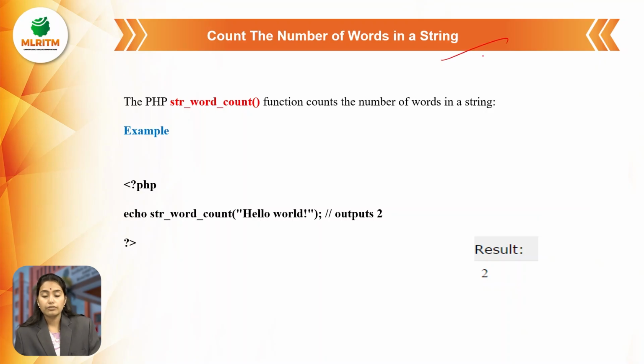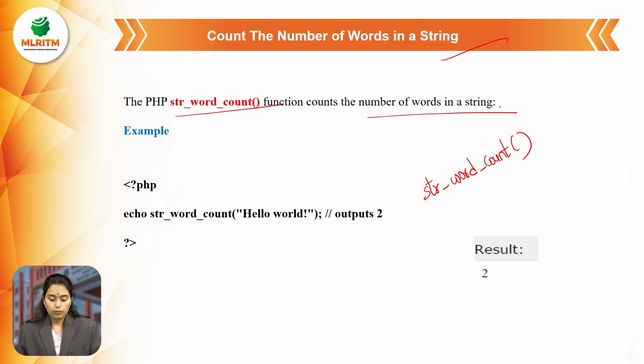Coming to count the number of words in a string. So after we are getting the length of the string, now count the number of words in a string. How? What is the function we are using? String word count. String word count function counts the number of words in a string. How? Let's see with an example. So I have given hello world. Previously we have counted every letter, right? Here we are mentioning string word count. So we just only count the number of words. So how many words? This hello and world. 2 words. Only 2 words.